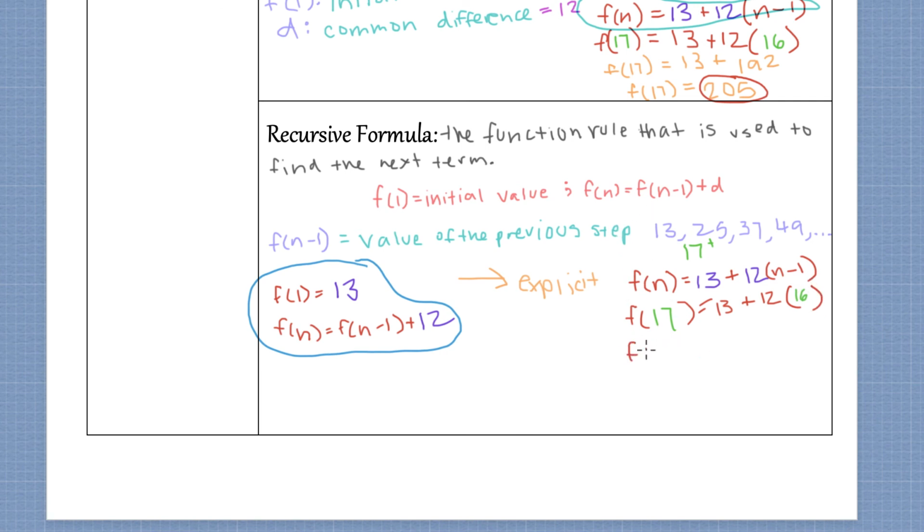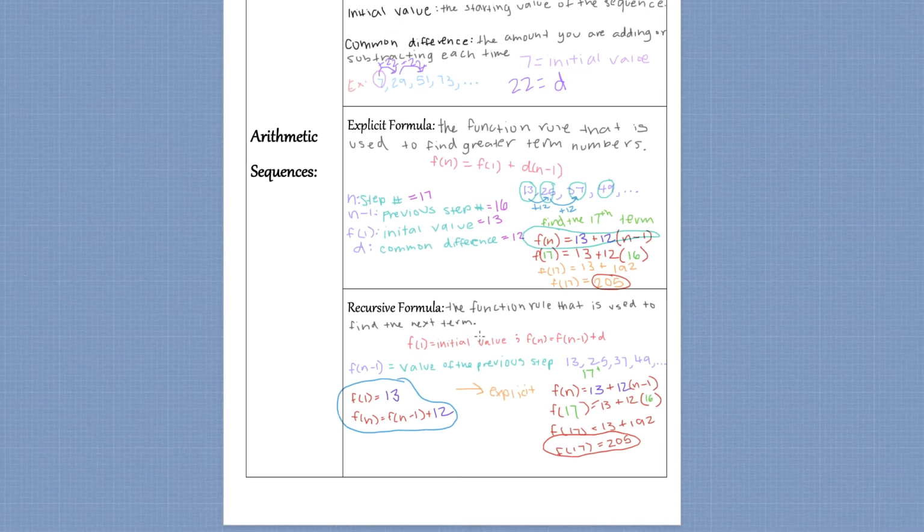F of 17 is equal to 13 plus 12 times 16, which is 192. And so f of 17 is equal to 13 plus 192, which is 205. And that is the same answer we got up here. And so f of 17 is 205.